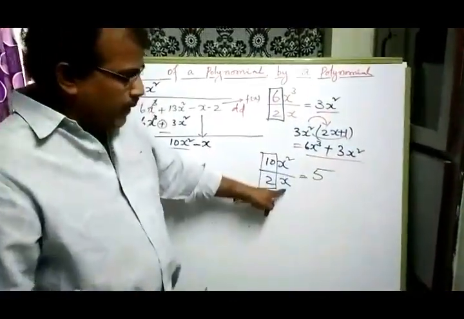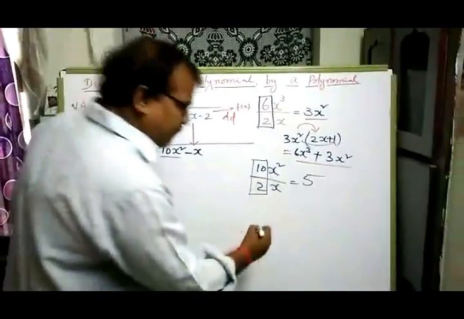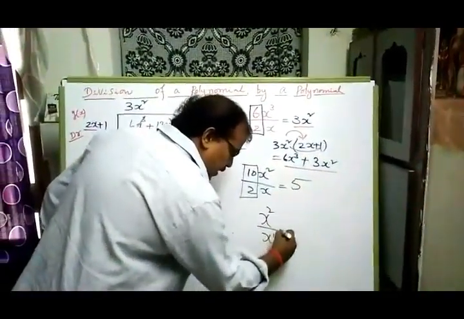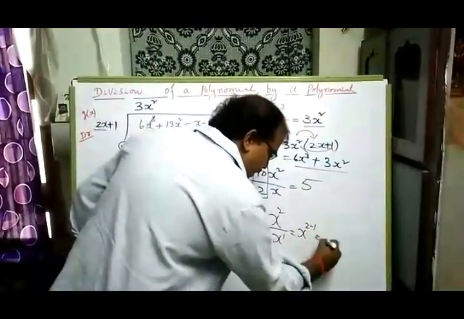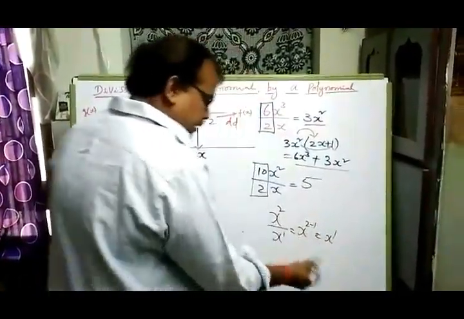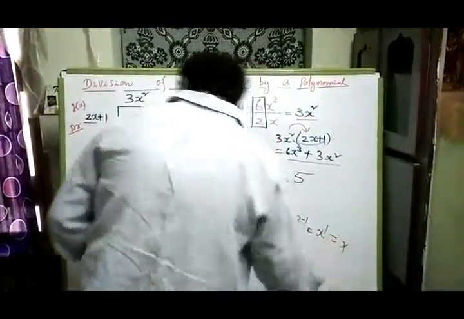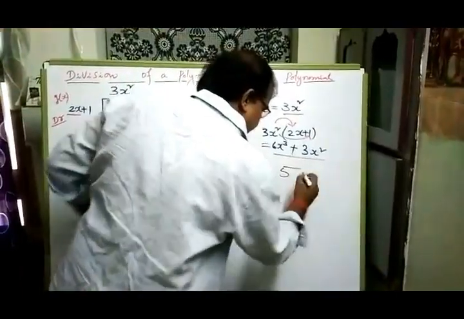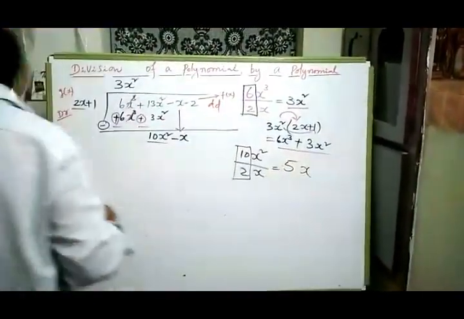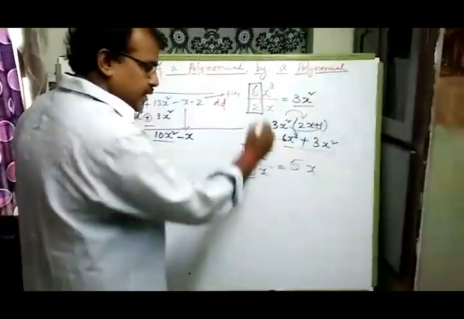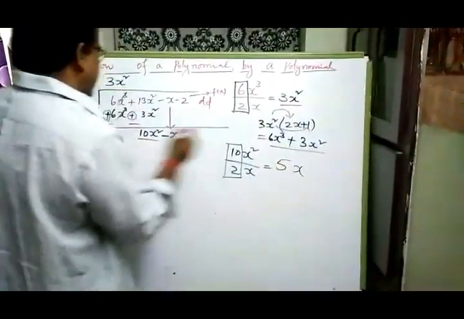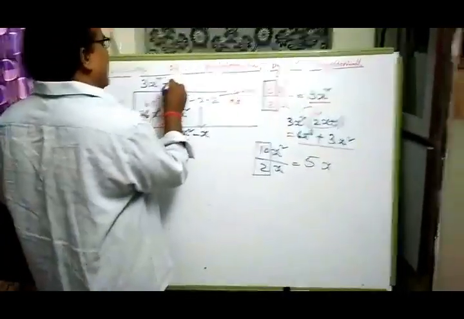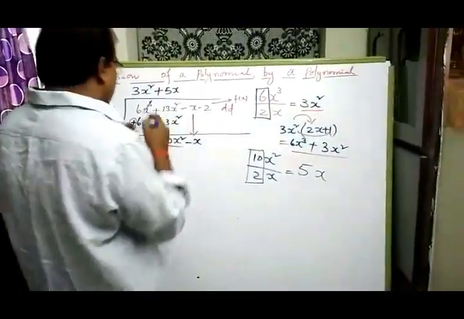Already x square by x. Many times I said x square by x is x to the power of 2 minus 1, that is x to the power of 1, which is nothing but x. So finally x square by x is x. So this is also a partial quotient. What is this quotient? Plus 5x. You write it in the quotient place.